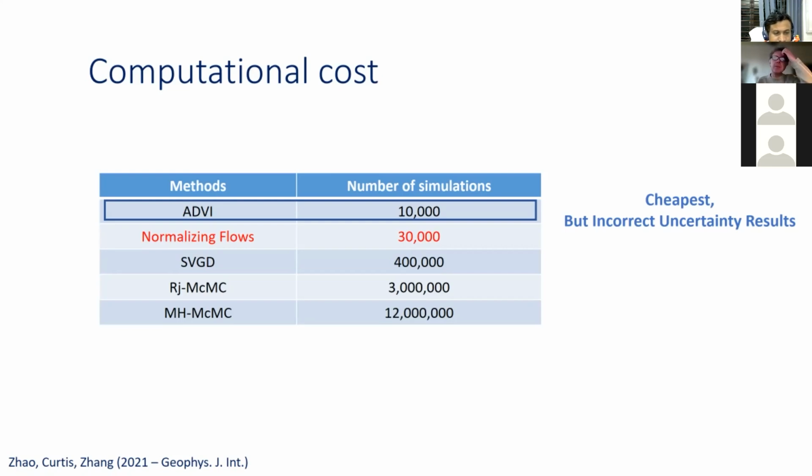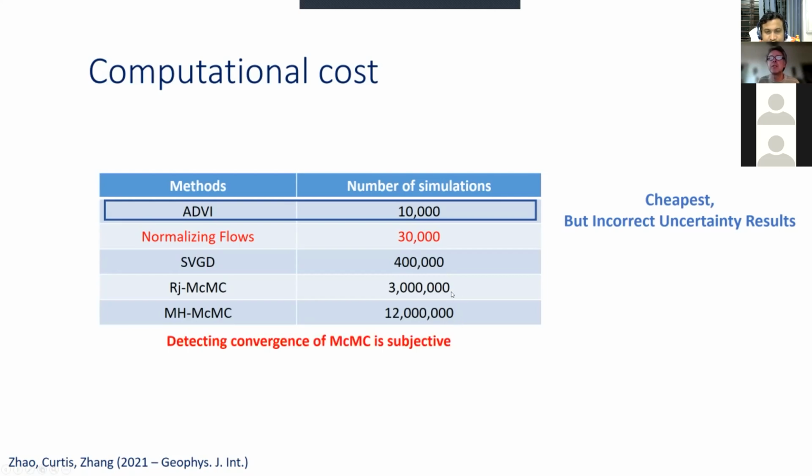Now, it must be said that the comparison here may not be entirely fair, because it's quite difficult to detect convergence of Monte Carlo methods. So perhaps these Monte Carlo runs converged earlier, but we kept them running for a factor of 10 too long or something. So it may be that these are cheaper. But there is one test that we can do to objectively compare Monte Carlo to normalizing flows or SVGD. Let's give the same Monte Carlo method only 30,000 evaluations or 400,000 evaluations and see if they do as well as these two methods did in producing the solutions.